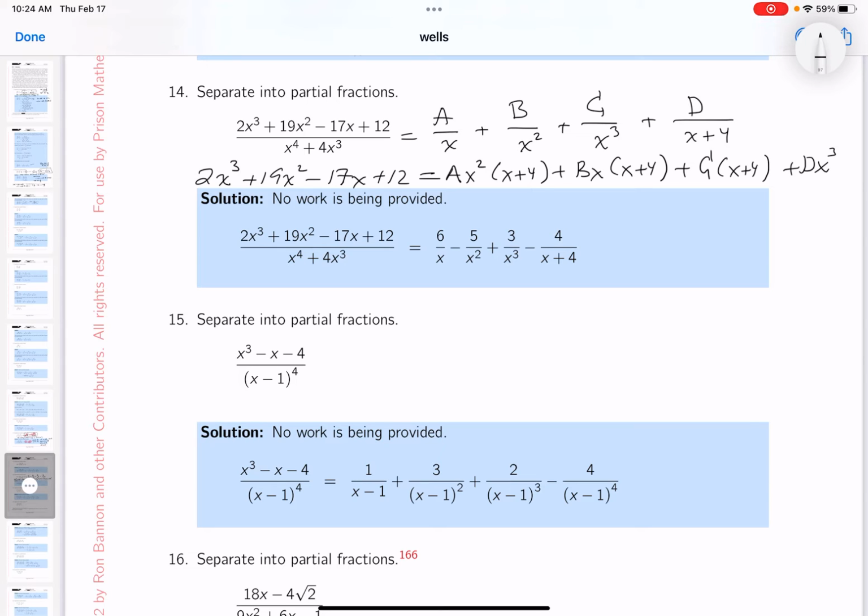Well, what's the easiest number to choose? I believe x equals 0 is going to be a really easy number to choose. So I'll write that down for you, x equals 0. And if I do that, what do I get? I get 12 equals, first term disappears, second term disappears, and the d disappears. We're left with 4c. What's c? Well, that's really simple. c is equal to 3.